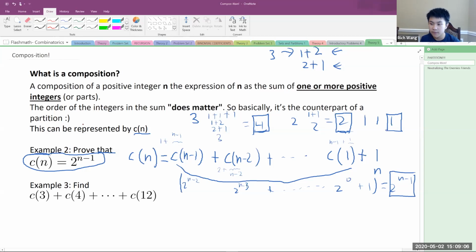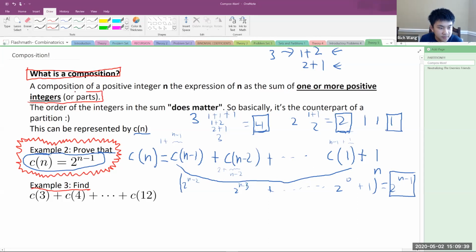Now we're going to be moving on to example 3, which is find C of 3 plus C of 4 all the way up to C of 12. I'm going to be a bit discreet here, but this thing right here might be helpful when trying to find the answer to this problem. So I'll give you guys some time to think about it, like 10 seconds, just to make sure it really clicks in your brain. What is a composition? All right, I'm really bad at counting, so hopefully 10 seconds is actually up, but if it isn't, then oops.